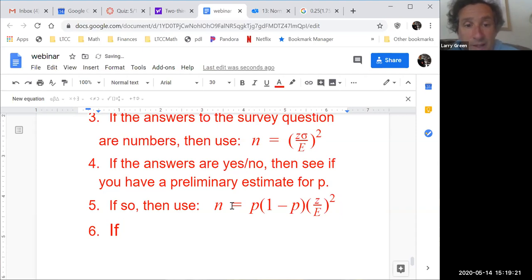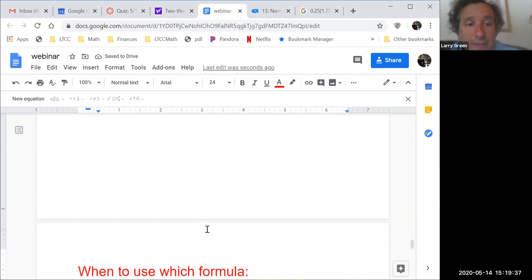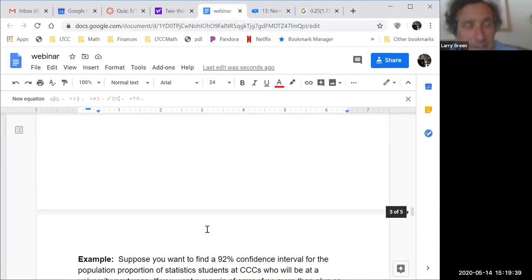If not, then use the one without the preliminary estimate, the one with the 0.25 in it, which is the one we just did.